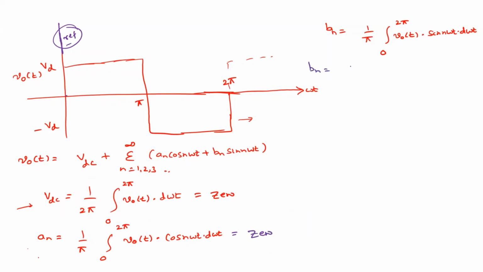So this is 1 by pi, so that you can write as 2 by pi into integration of 0 to pi. So what is this value? This is Vd, right? So Vd into sine n omega t d omega t. So it has two values, depending on the order of n, right? Depending on the order of n, if you are integrating that, this is 4 Vd by n pi.